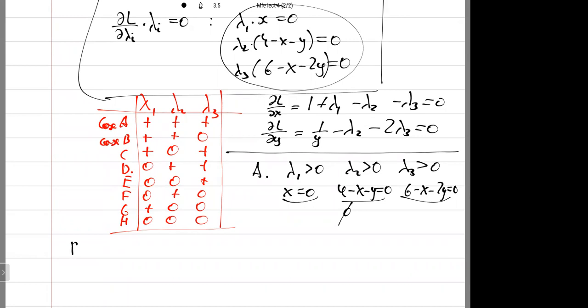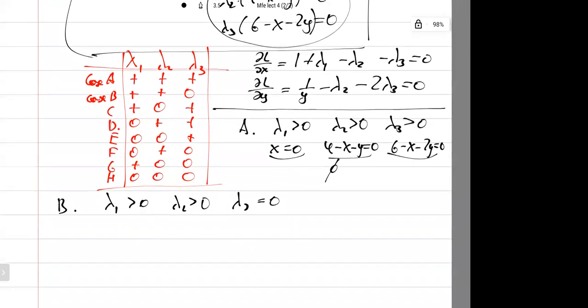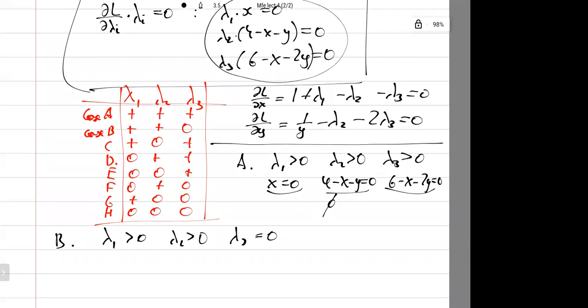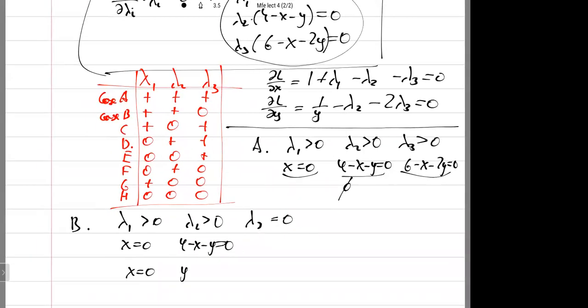Okay, case B quickly. Lambda 1 is greater than 0. I hope I will not consider all the cases. I will just show you the general idea that it's fast to consider simple cases. That is my point. So x is 0, 4 minus x minus y is 0, and I immediately see that x is 0, y is 4, and I need to check whether I can find lambdas.